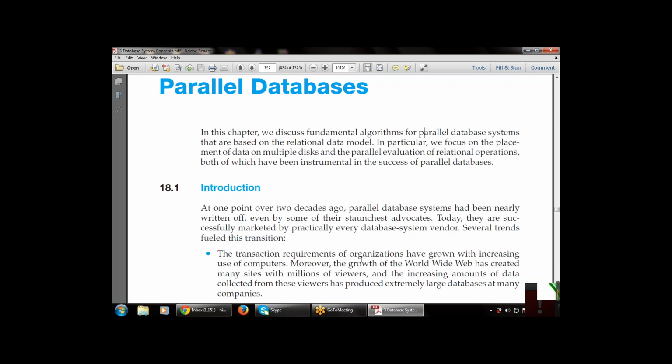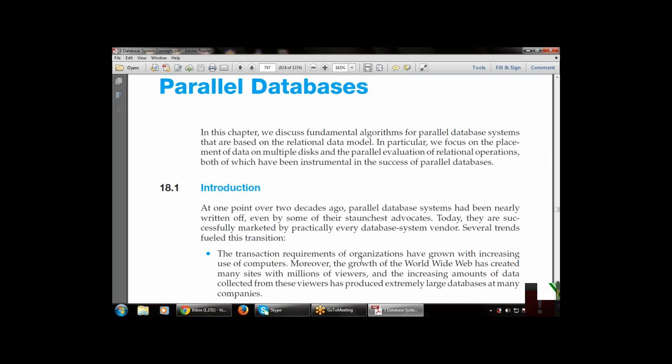At one point over 2 decades ago, parallel database systems had been nearly written off, even by some of the advocates. But today, they are successfully marketed by practically every database system vendor. Several trends fuel this transition. That is, there are multiple trends that fuel this.